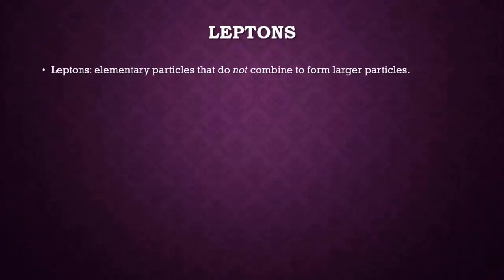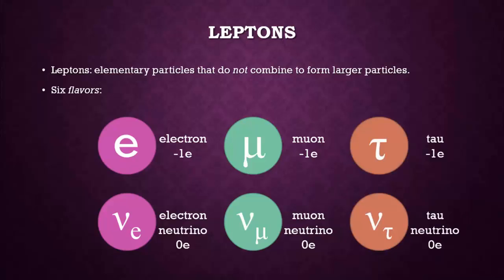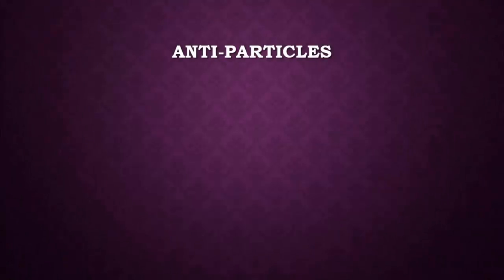Leptons are elementary particles that do not combine to form larger particles. There are also 6 flavors of leptons. There are the electron and the electron neutrino, the muon and the muon neutrino, and the tau and the tau neutrino. You can see that the electron, the muon, and the tau all have a charge of -1 elementary charge, and that all the varieties of the neutrino are neutral.